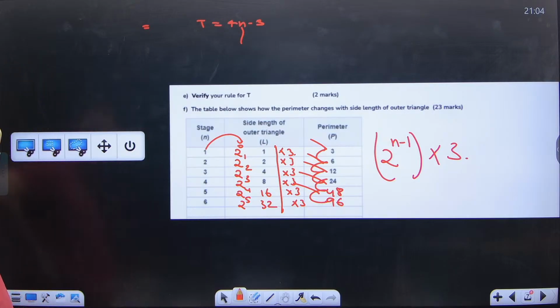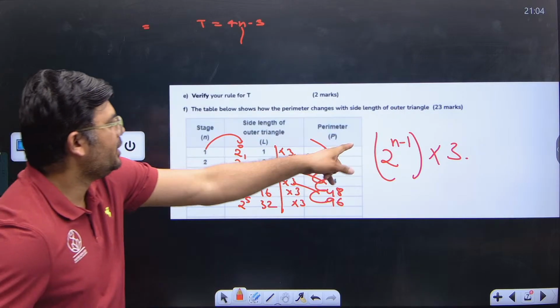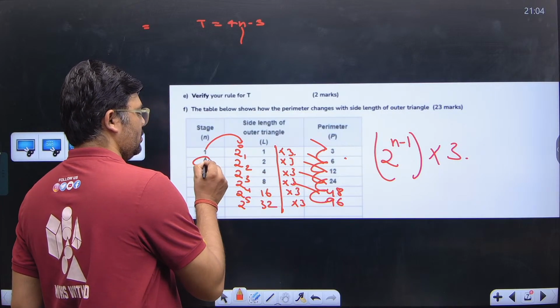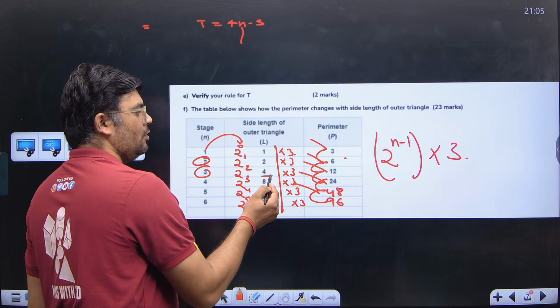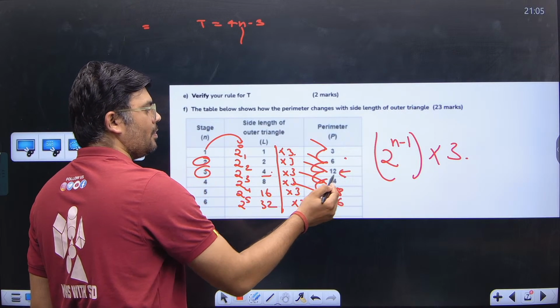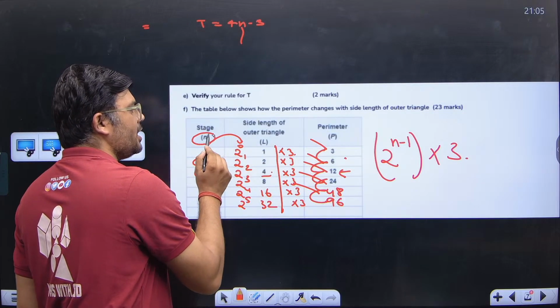So 2 to the power, let's say 2 minus 1, that's 2 to the power 1, into 3 is 6. Then 2 to the power 3 minus 1, that is 4, and 4 into 3 is 12. Are you getting the stage and the perimeter relationship? Yes.